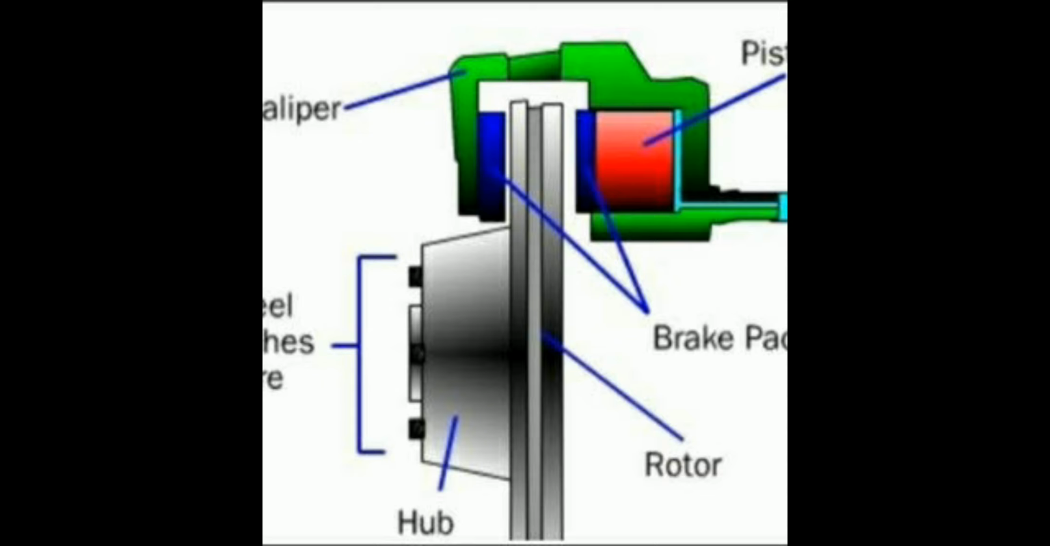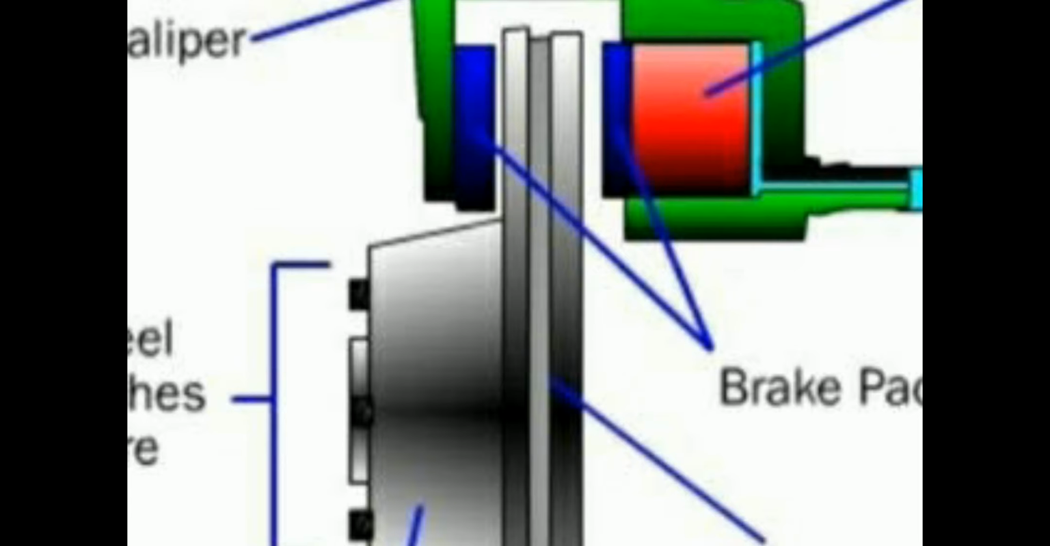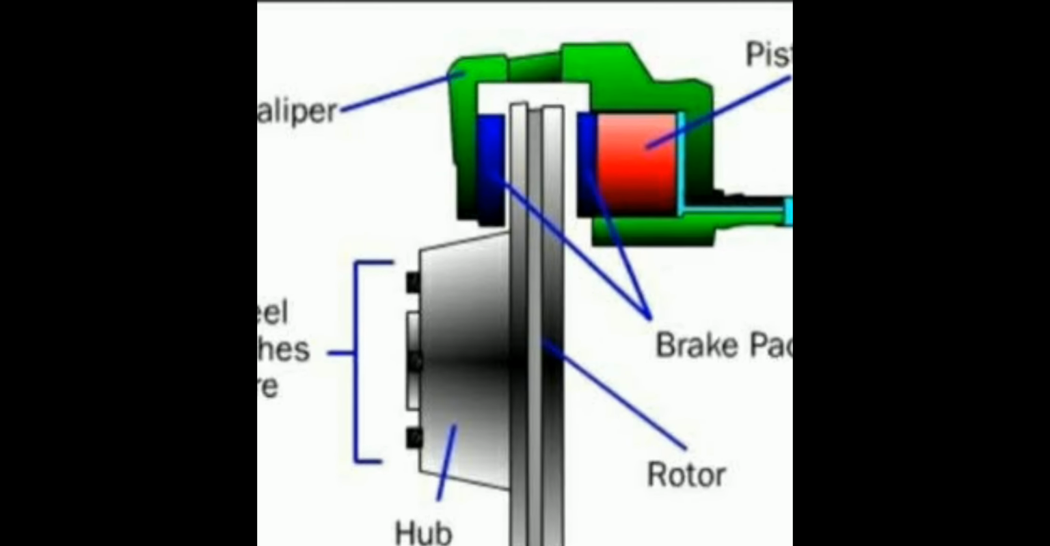When you press the brake, the piston tends to move and make contact with the disc, and the disc will come to stop or come to rest. This is the working of disc brake.